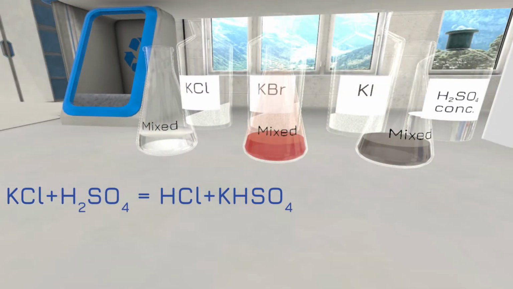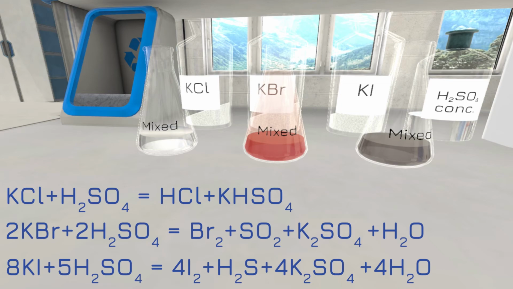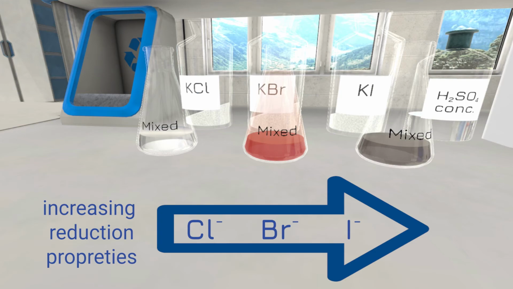No redox processes occurred in the reaction of concentrated sulfuric acid with chloride. In the second case, the bromide was oxidized to Br2 and sulfur was reduced from the oxidation state +6 to +4. Iodide also oxidized to I2, and sulfur was reduced deeper to -2. It can be concluded that the reducing properties in the series chloride-bromide-iodide increase.